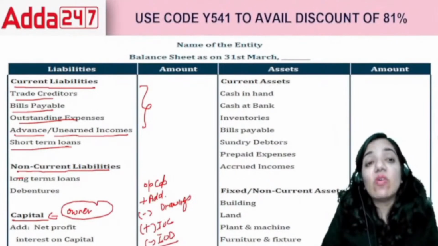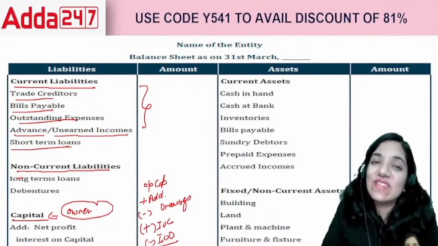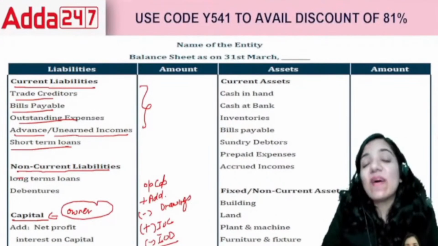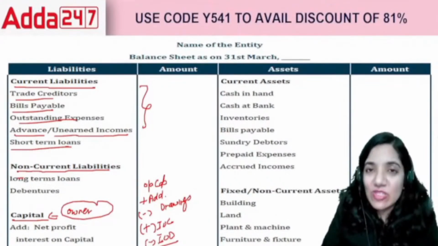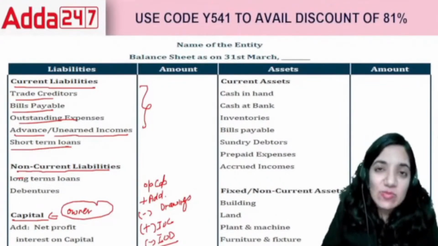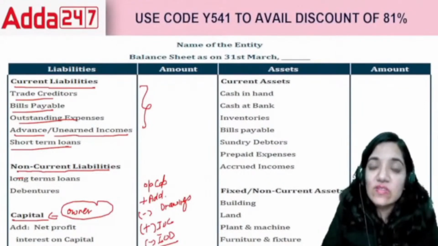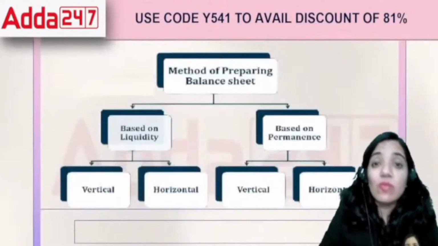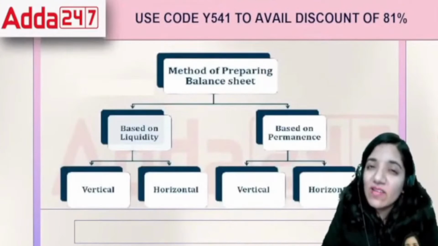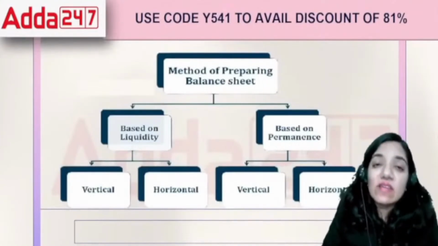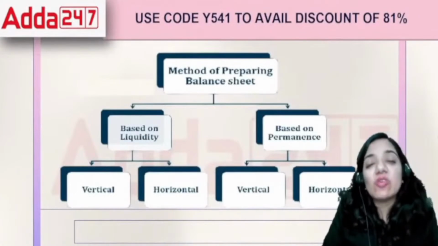So this is what we call the assets and the liability side of the balance sheet. The balance sheet does not have a debit and credit side, as it's a statement, not an account. So this is how a balance sheet looks. But are there any other ways through which we can show the balance sheet? Indeed, there are. In terms of preparation of the balance sheet, we'll be talking about it.